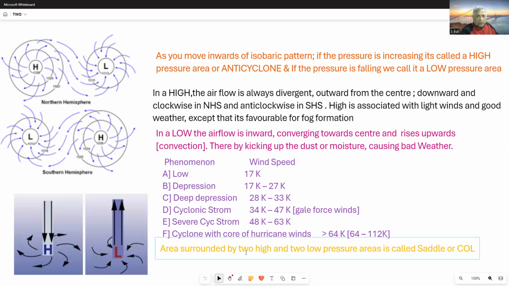An area surrounded by two high and two low pressure areas, where the air comes in between, is an area of uncertain weather. That area is in the shape of a horse saddle and is called a saddle or col.